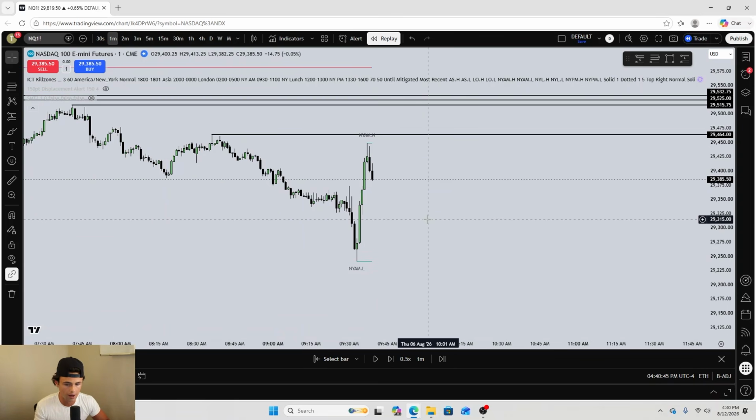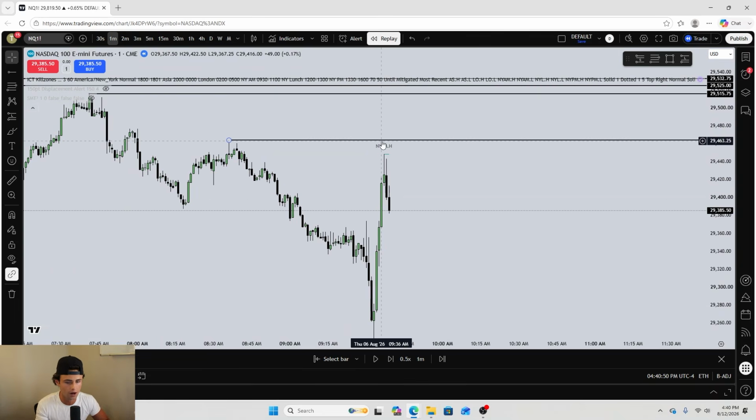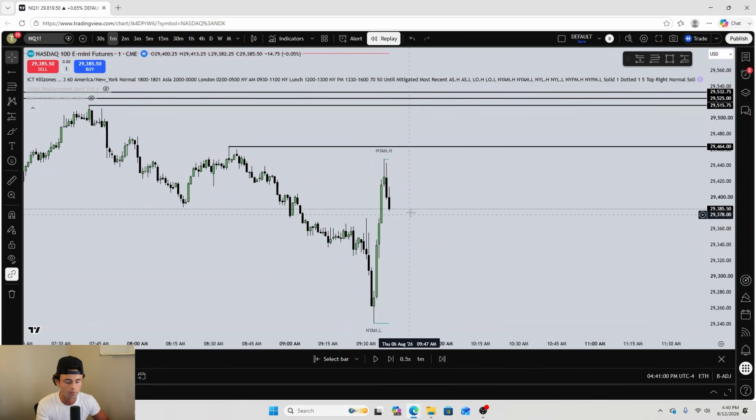Okay, I now have our pullback. Right now, I would not be looking for shorts because we're not reacting off of a draw of liquidity. We have crazy displacement towards the upside. We have crazy displacement towards these draws of liquidity. I'm now just waiting for a pullback, which we're getting right now. And then I would look for an entry after we get the pullback.